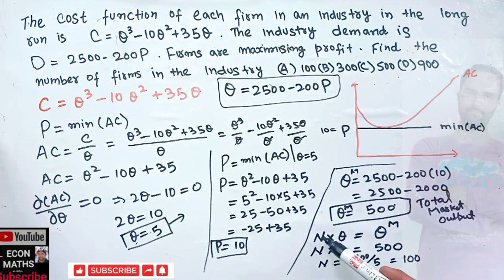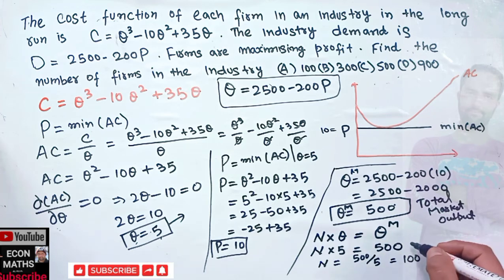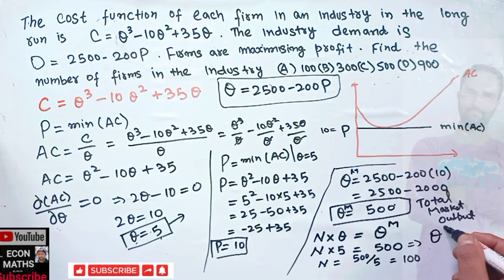It is very simple. N, the number of firms, times the quantity supplied by each firm will be equal to the total market output. Each firm is supplying 5 units, and total output in the market is 500. Then the number of firms will be simply equal to the market output upon the quantity supplied by an individual firm. That will give us the number of firms.